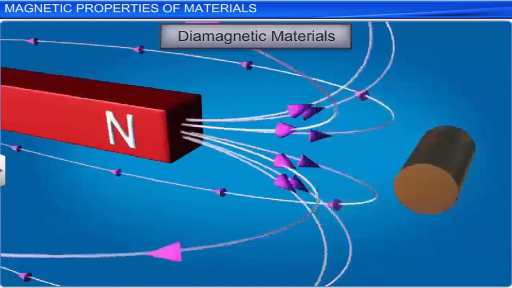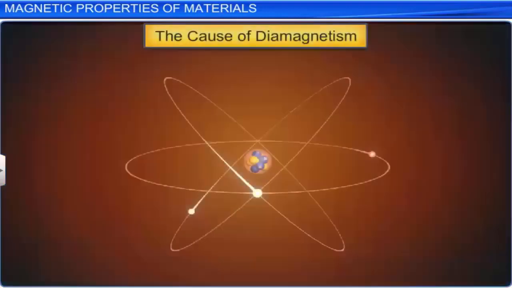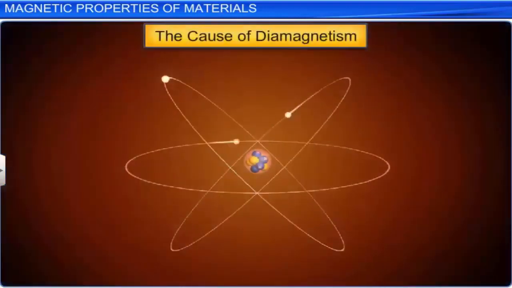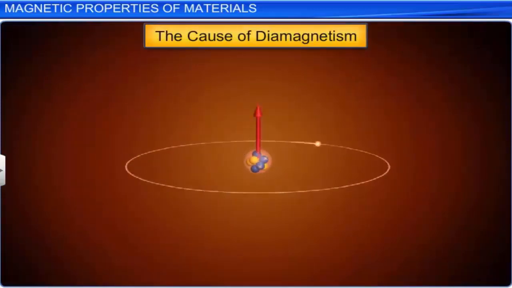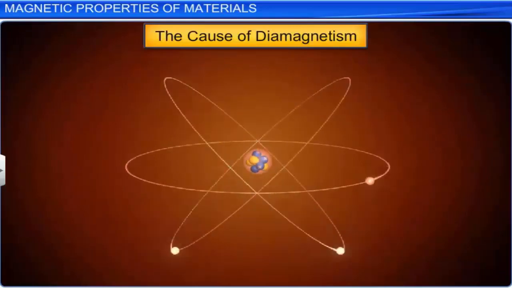Let us discuss the causes of diamagnetism. We know that the orbiting electrons around the nucleus in an atom are equivalent to current-carrying loops. These electrons possess an orbital magnetic moment. For a diamagnetic material, the resultant magnetic moment of all the electrons in an atom is zero.